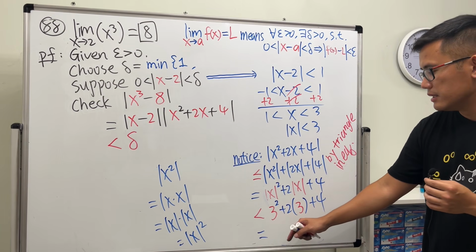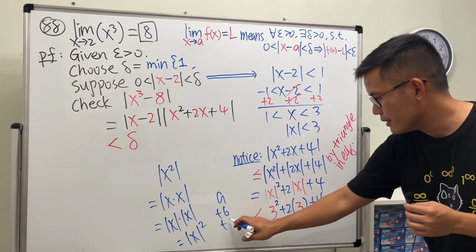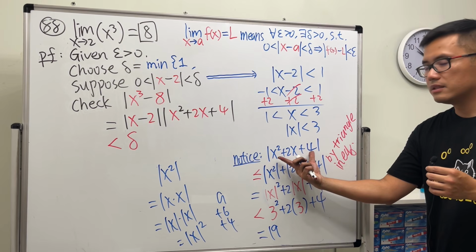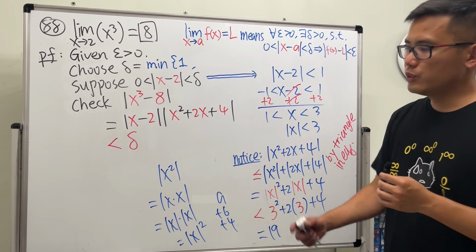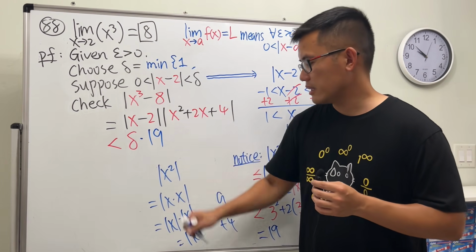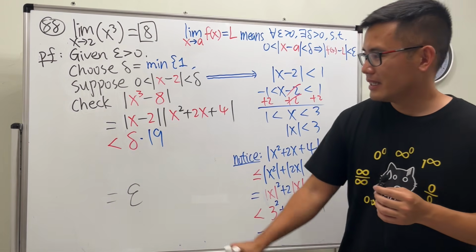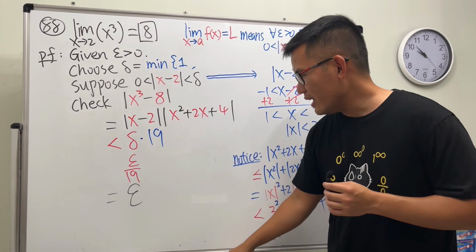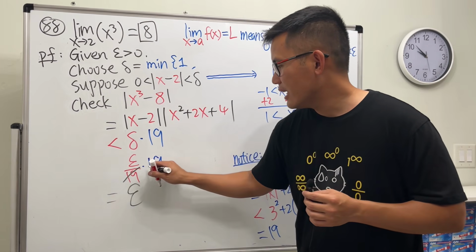And let's see, this is 9 plus 6 plus 4. So 19. So all in all, we are saying that this absolute value expression is less than 19, which is exactly what we want. This is less than 19. At the end, we want epsilon. Delta shall be epsilon over 19. That way, when we multiply by 19, they cancel.